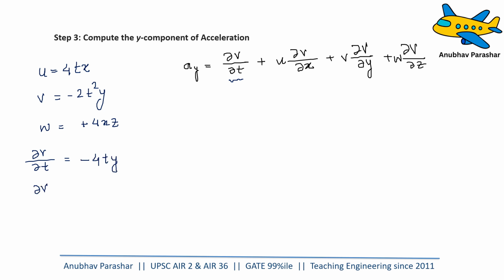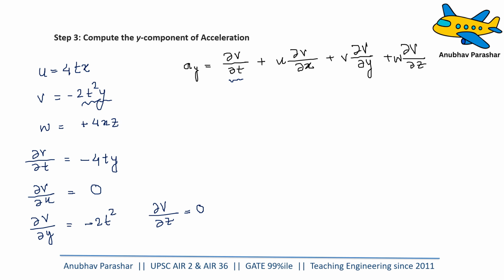Let us differentiate v with respect to x. You can see there is no x term in v, so it becomes 0. Let us differentiate v with respect to y. If you differentiate it with respect to y, it is going to be minus 2t square. And similarly, if you differentiate v in the z direction, because there is no z component, it is simply going to be 0.